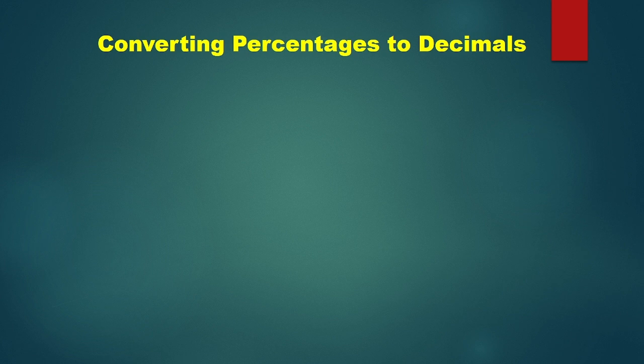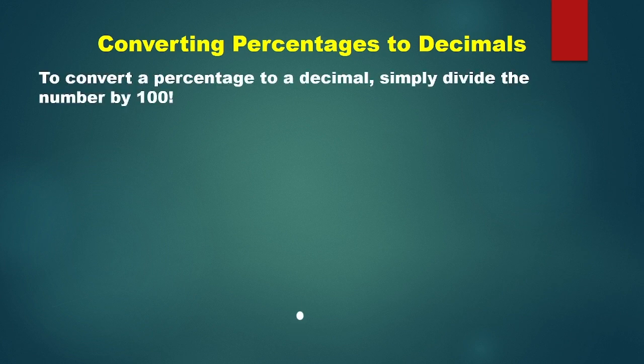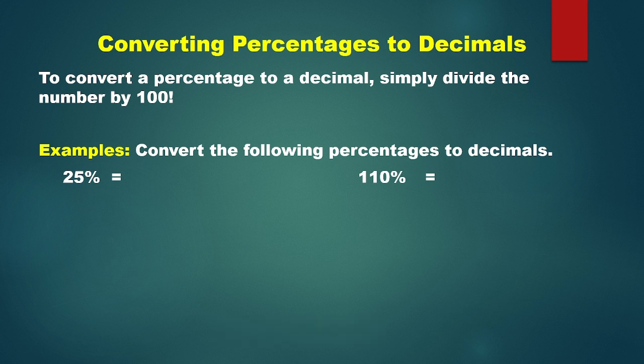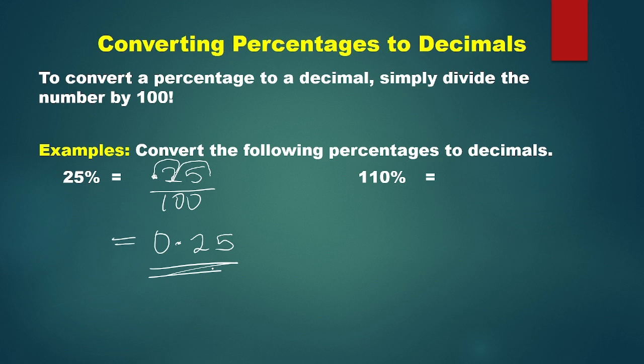Next, we are going to be converting percentages to decimals. To convert a percentage to a decimal, simply divide the number by 100. Let's try out some examples. Convert the following percentages to decimals. So 25% will be 25 over 100. Now, when you are dividing by 100, your decimal point goes to the left based on the number of zeros. In this case, 1, 2. So my point is now here. So the answer to this question is 0.25. So we have just converted that percentage into a decimal.